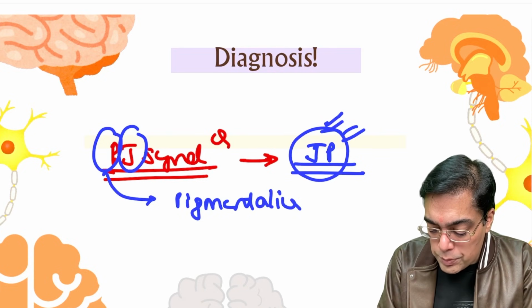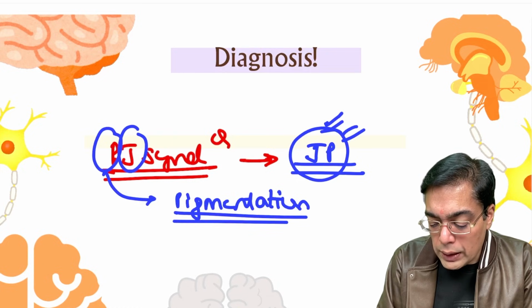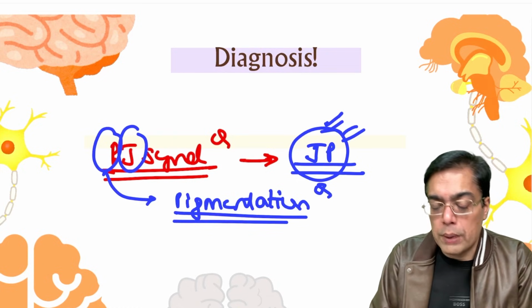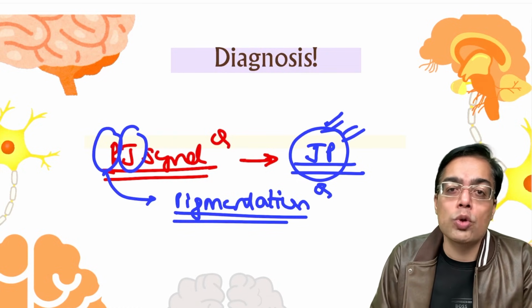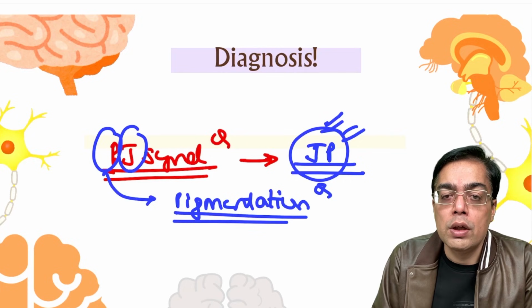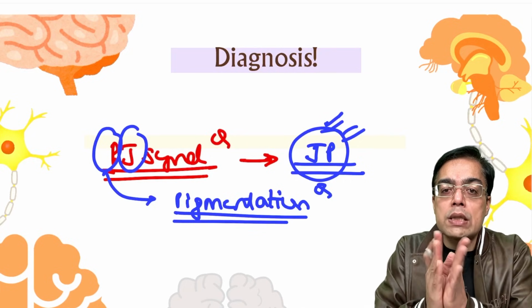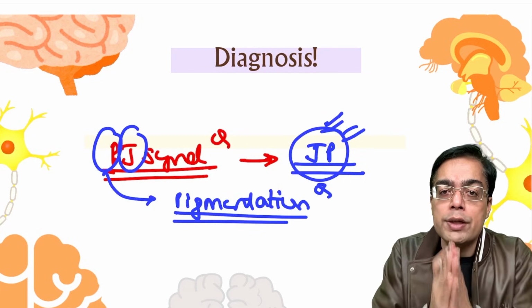So jejunal polyps, pigmentation, hamartomatous polyps, and the important histopathological link over here, what is going to be the biopsy finding of this kind of a polyp? It is going to be associated with the presence of the branching tree pattern, the smooth muscles arborizing into the lamina propria. That is what is to be remembered.